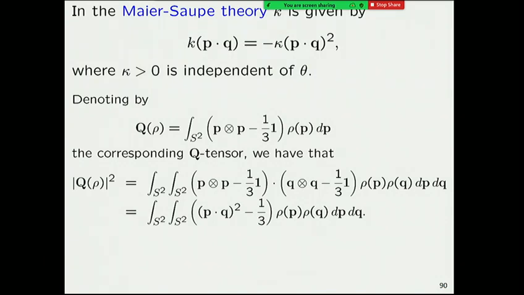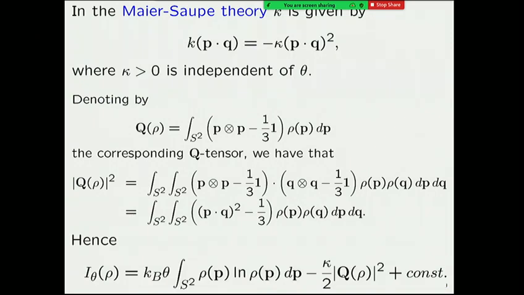So now, of course, the integral of rho is 1. So this term just gives you a constant, actually. So hence, the energy is the entropy term minus kappa over 2 times, because this is k. In fact, you can write the term as kappa over 2 q of rho squared plus a constant. Right. So that's the important thing about the Maier-Saupe theory, that the molecular interaction term depends on rho only through the q tensor of rho. Whereas for other kernels, that would not be the case.